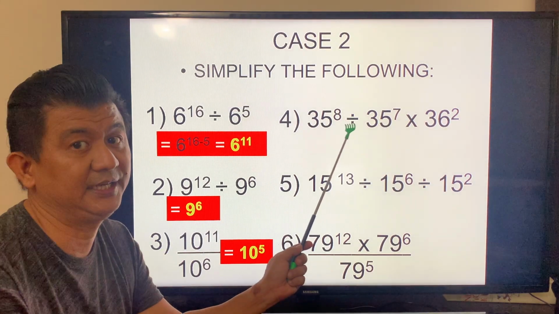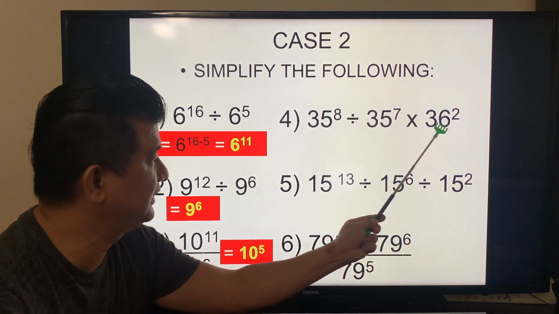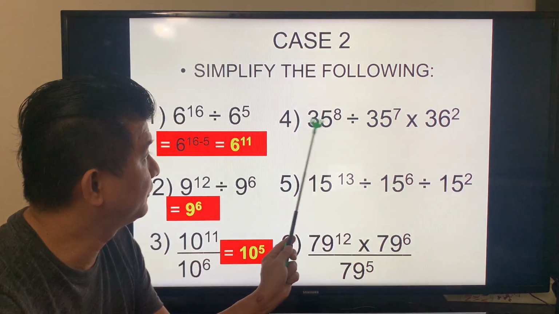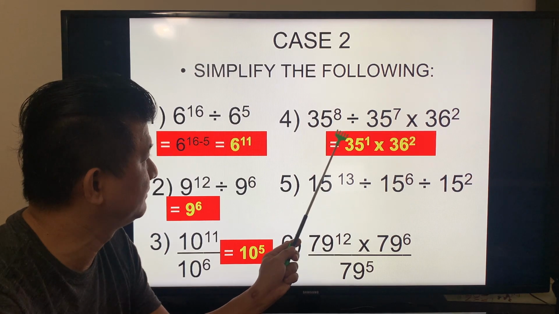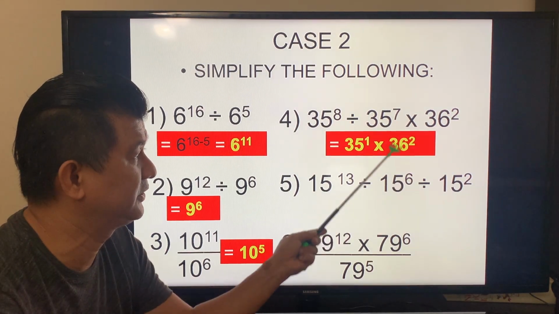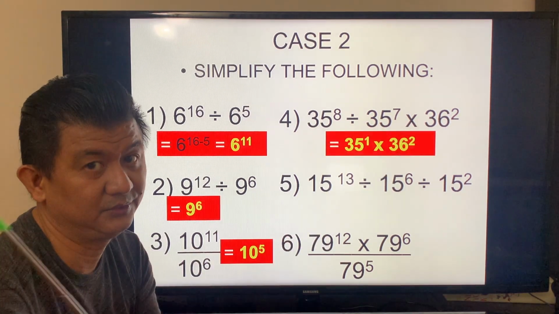Number 4 is quite challenging. Why? Because check this out. The bases look different. This is a 36. Did you see that? You might think that was a 35. Therefore, I have to do this one first. That's subtracting. That's 35 to the 1st. But I can't do anything about the 36 base because they have different bases. Okay? So leave it as it is.